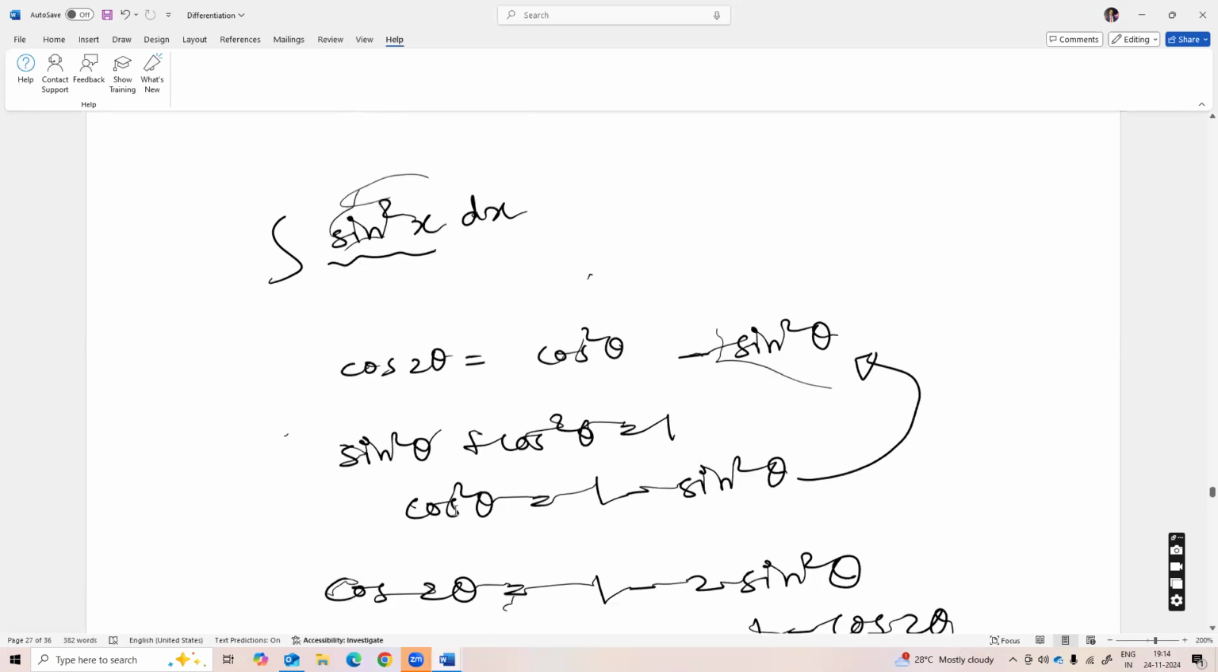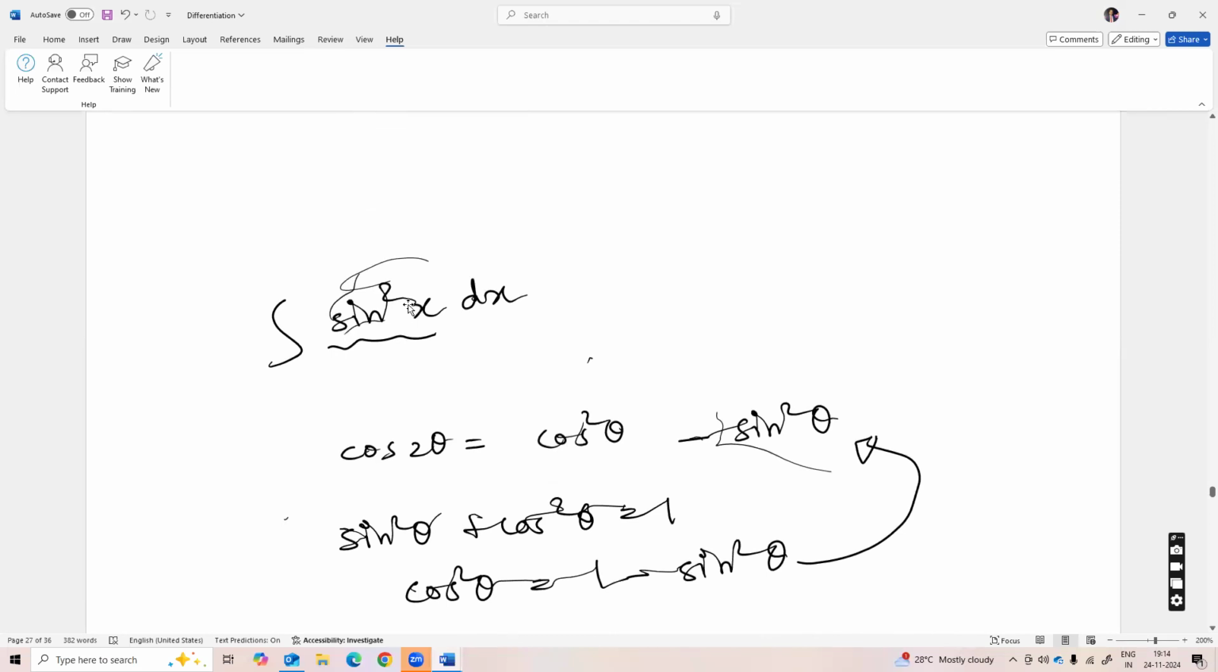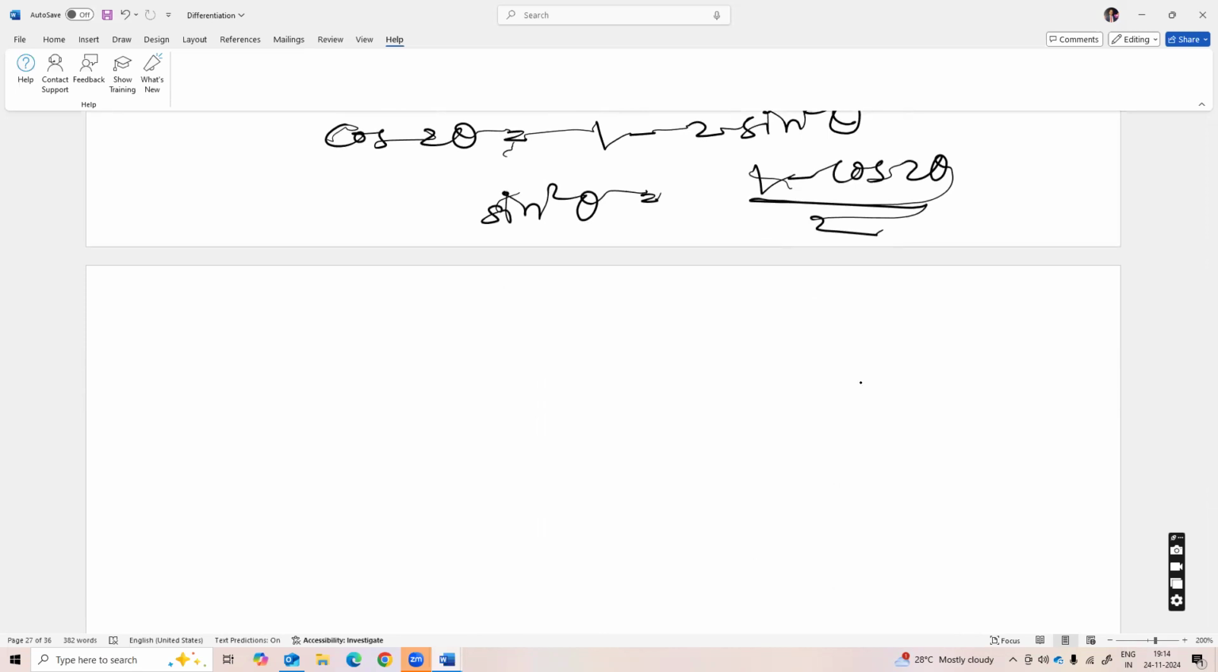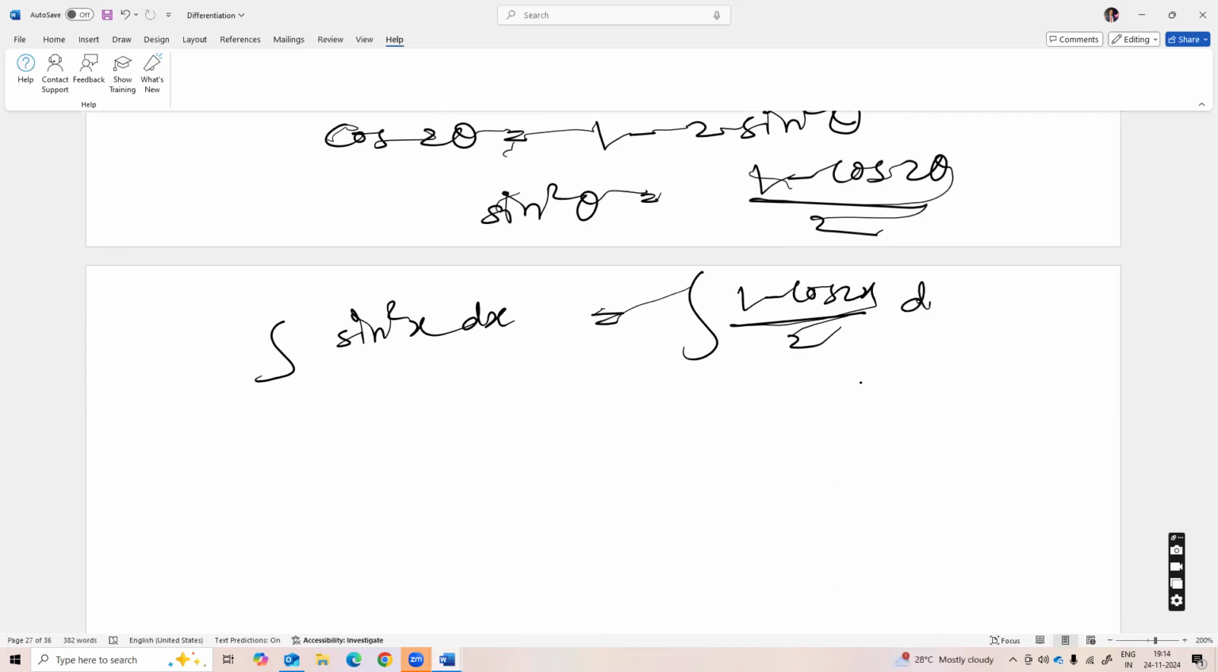So instead of solving sine square x dx, we will replace it with 1 minus cos 2x by 2. Integration of sine square x dx becomes integration of 1 minus cos 2x divided by 2 dx. Here integration of 1 by 2 is 1 by 2 x, and integration of cos 2x is sine 2x by 2, so it will be minus that, plus c, since it was an indefinite integral.